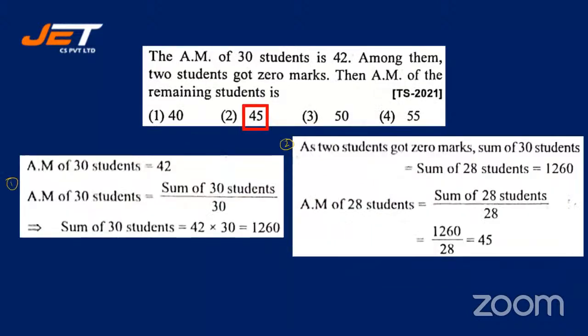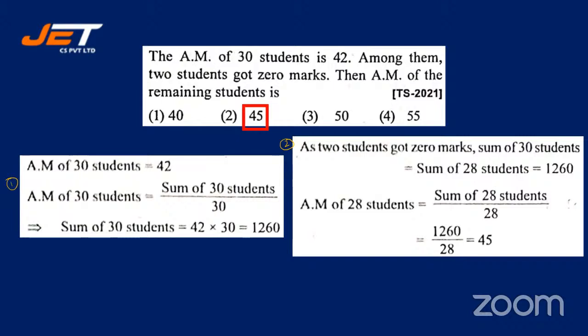If the arithmetic mean of 30 students is 42, and among them 2 students got 0 marks, then the arithmetic mean of the remaining students is dash. Let's understand the question before we go to the solution. The arithmetic mean of 30 students is 42. So what do you mean by that?